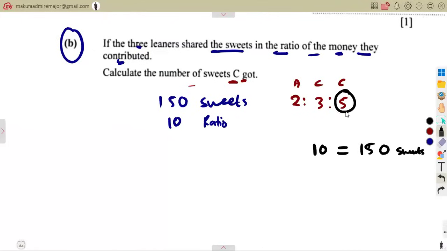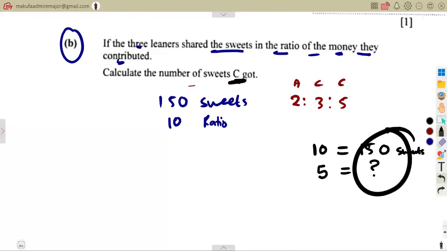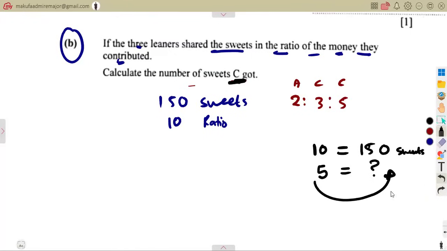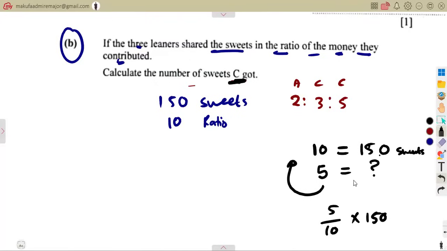What about this part of C? Because C, yes, got a 5 according to the ratio. So what is going to be the number of sweets? As you can see, this is ratio. This side is the number of sweets. So the ratio on its own, the number of sweets on its own. So what is going to be the corresponding value in this case? So that is 5 over 10 times this 150. All right, the lesser will be on top, or you can just use the ratio concept. This one over this one, multiply to the other term, you're going to have the exact value of the ratio that you need.